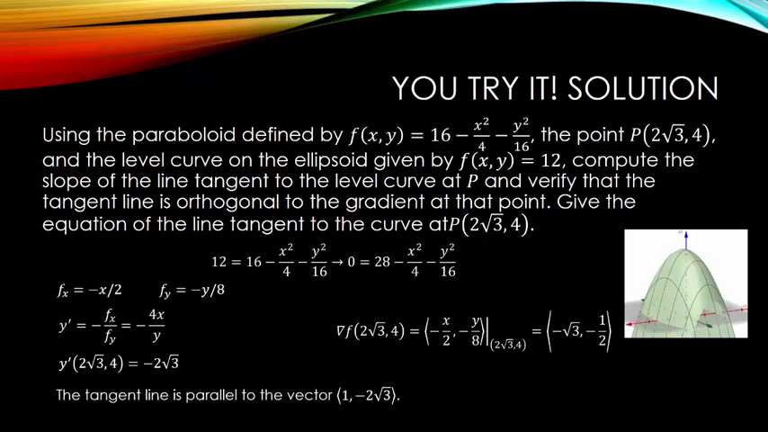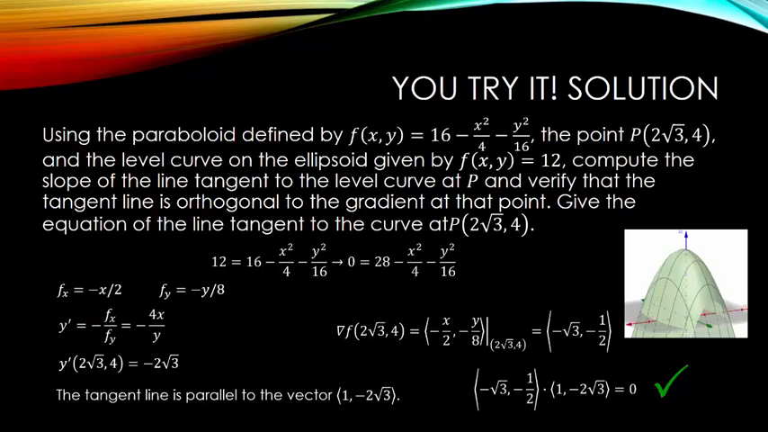This means that the gradient of f at the point (2√3, 4) is equal to the vector (-x/2, -y/8) evaluated at the point (2√3, 4), and that's going to be equal to (-√3, -1/2). If I dot the vector (-√3, -1/2) with the vector (1, -2√3), I get 0. This confirms that my tangent line and my gradient are in fact orthogonal at the point (2√3, 4).